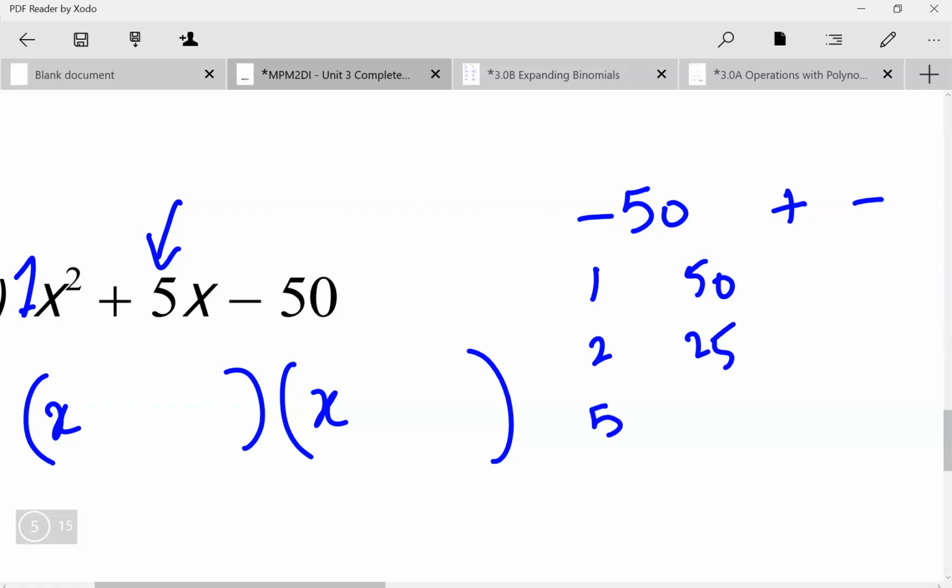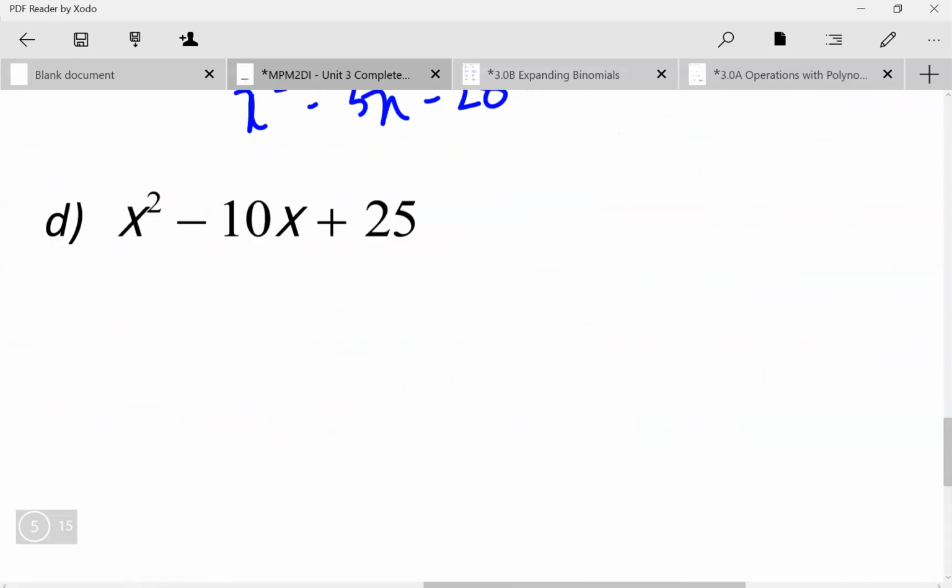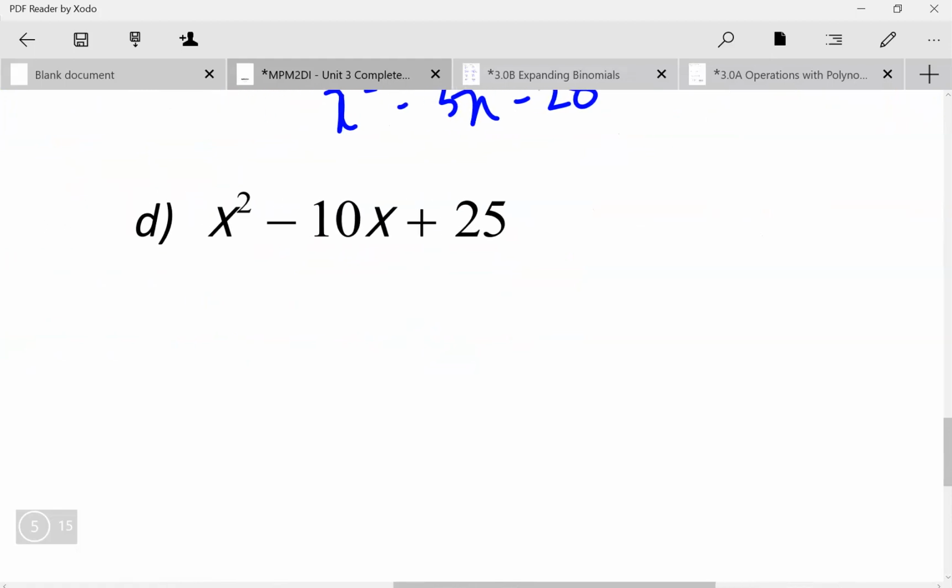4 doesn't work. 5 and 10. Oh, they subtract to give me 5. And again, you have to hopefully see that now the 10 is going to get the positive, the 5 is going to get the negative, because if I do negative 5 plus 10, or 10 minus 5, I get positive 5. So you're looking for that kind of thinking here. So I do x minus 5, x plus 10. And again, if we expand, we'll see that we do get back the original expression. So we're good.